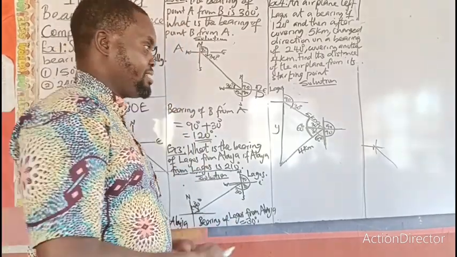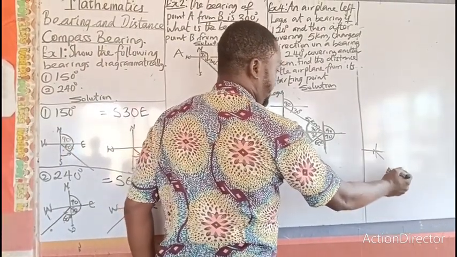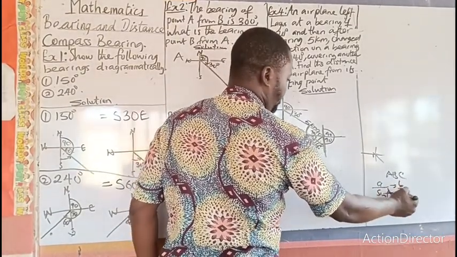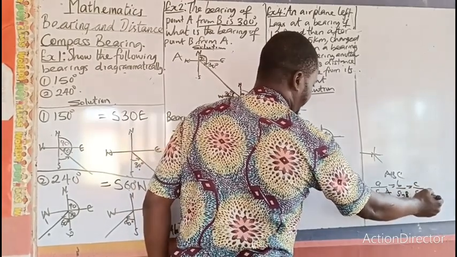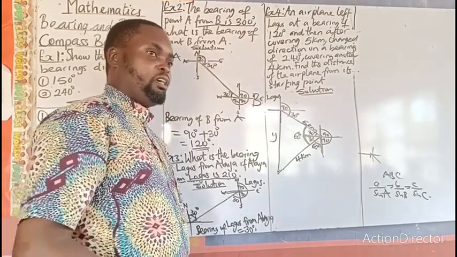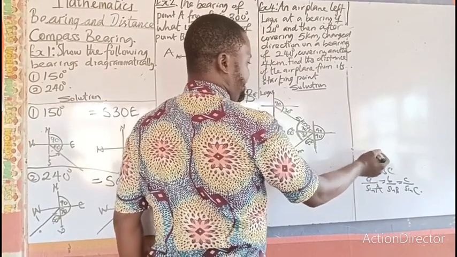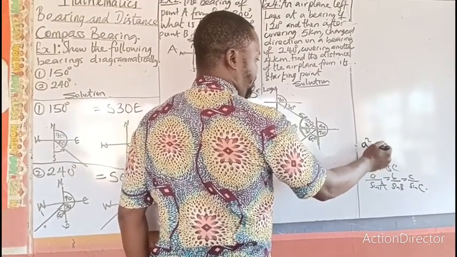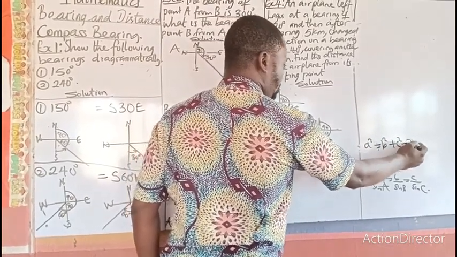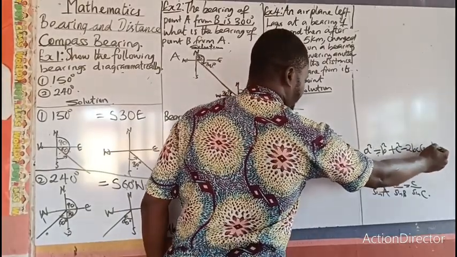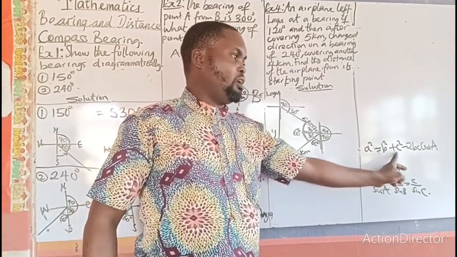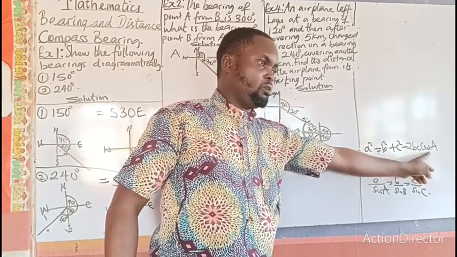What does our sine rule say? Sine rule says that if the triangle is ABC, then a over sine A equals b over sine B equals c over sine C. That is the sine rule. What does cosine rule say? Cosine rule says that if the triangle is ABC, a squared equals b squared plus c squared minus 2bc cos A.